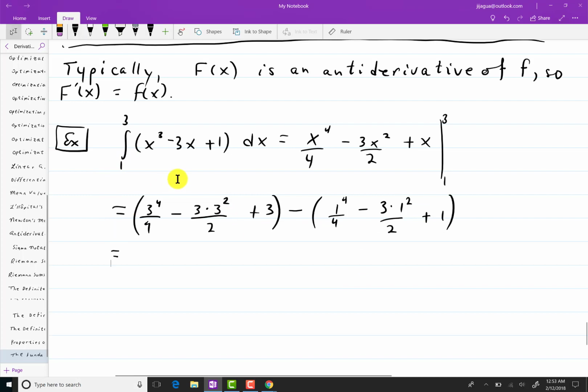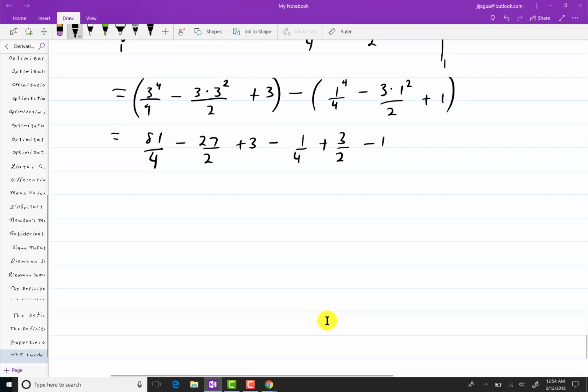Let's go ahead and simplify as much as I can. I'm going to get 81 over 4 for that part, and here I'm going to get 27 over 2 plus 3, and then the minus will come through, making this minus 1/4 plus 3 halves minus 1. So let's put everything together.